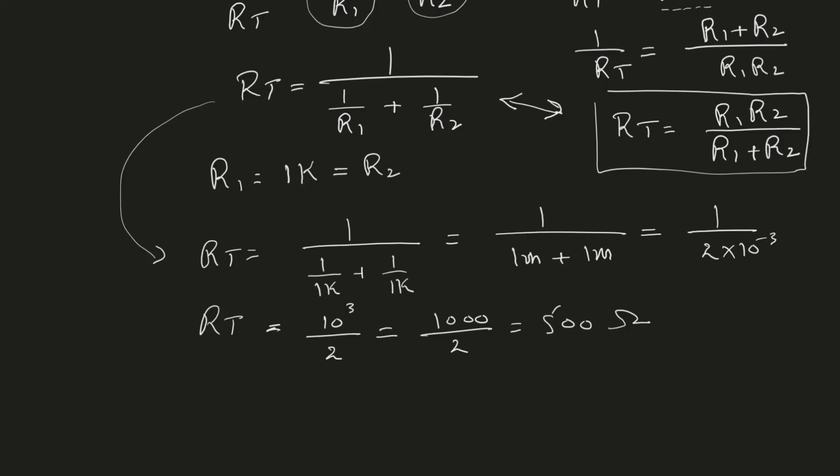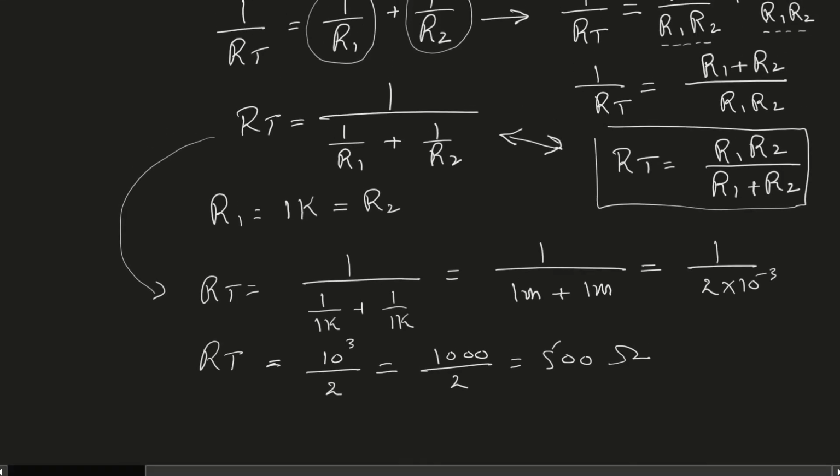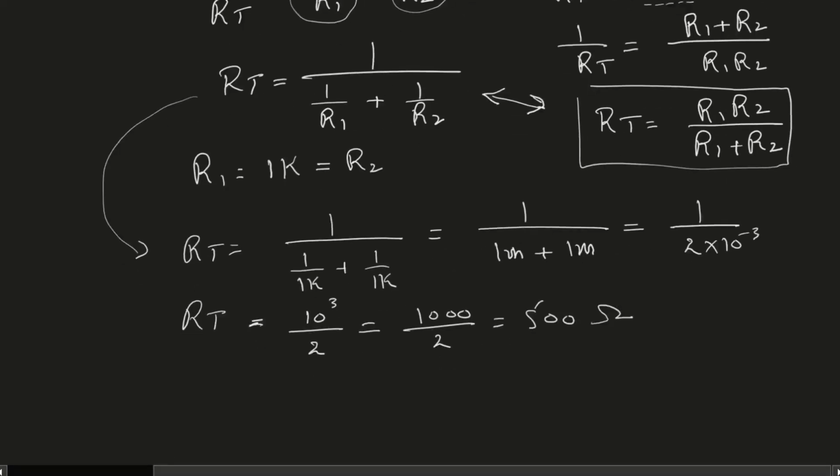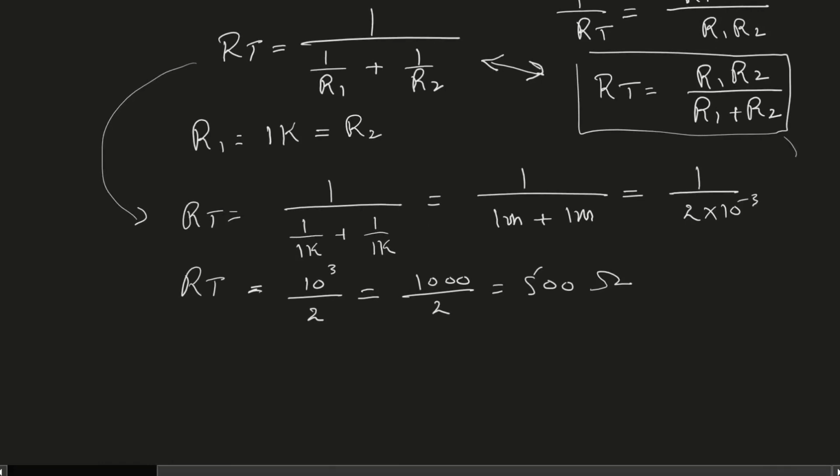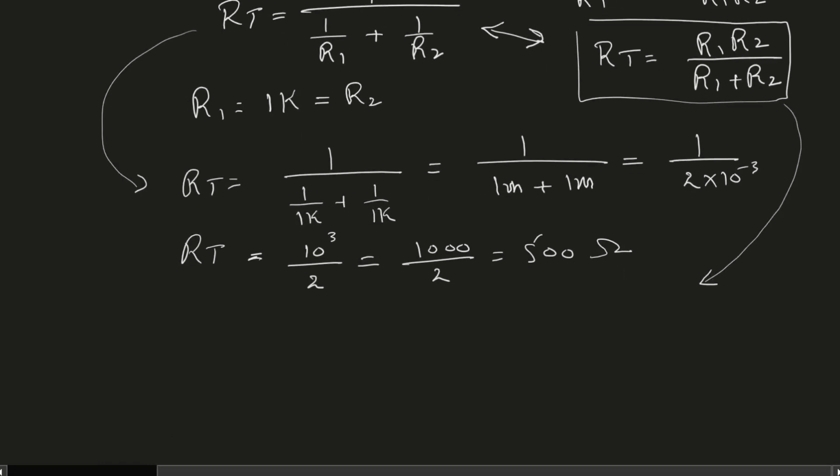Later on, once you have some practice with this, you will be able to tell that if you put two equal resistors in parallel, the net resistance, or the total resistance, is just half of that. So 500 is half of 1 kilo. 1 kilo is 1000.